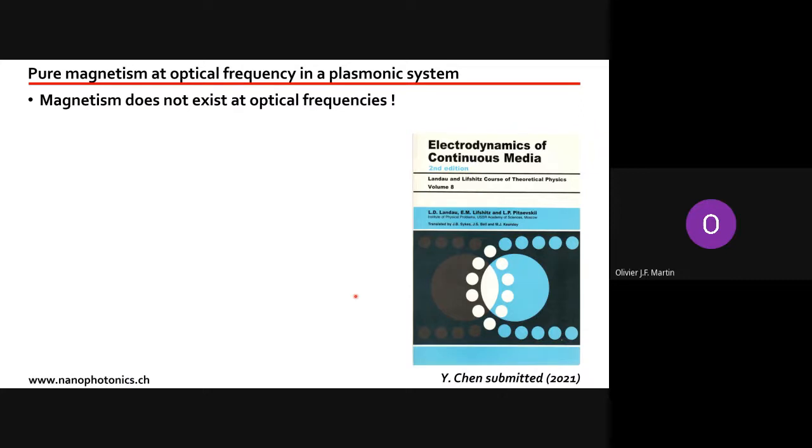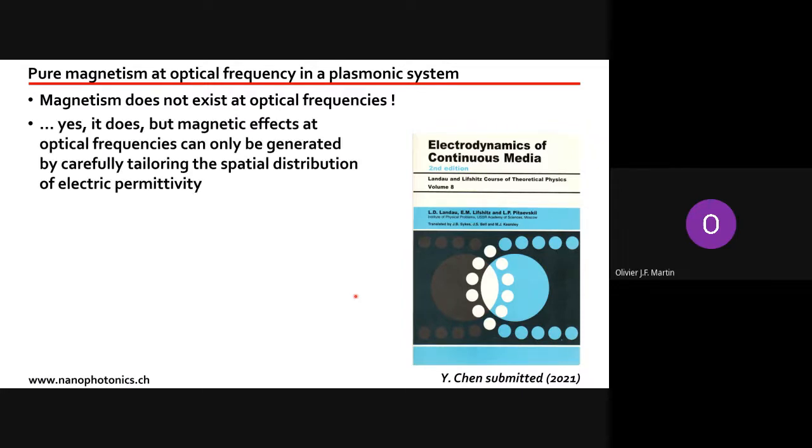If you go back to the fundamentals, like the book of Landau and Lifshitz, you will see that it is clearly written you cannot produce magnetism at optical frequencies, because to produce magnetism, you need currents, and current cannot be sustained at very high optical frequencies. But it turns out that you actually can.